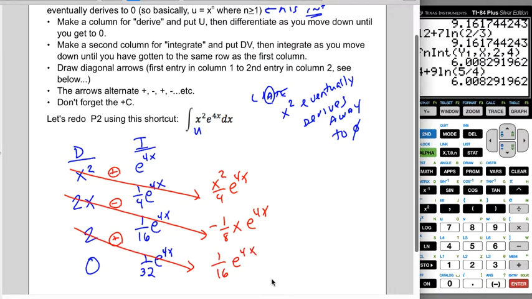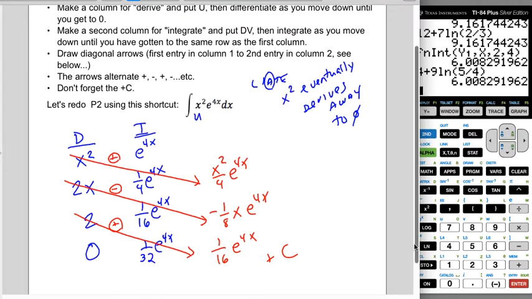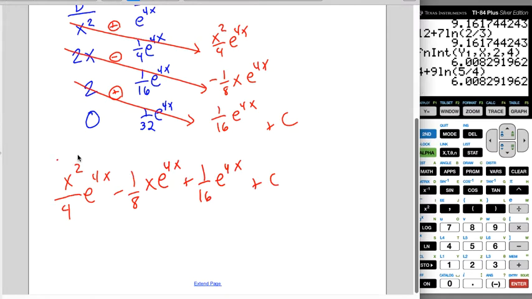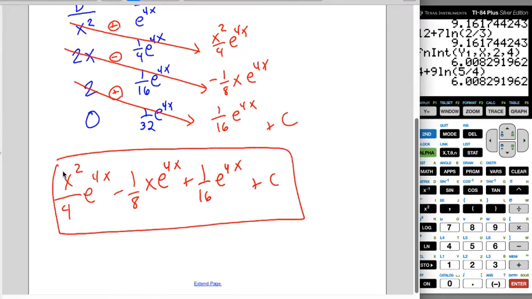So if I add all of these things together, I'm going to get my answer. So I end up getting that this is an x squared over 4 e to the 4x minus a 1/8 x e to the 4x plus a 1/16 e to the 4x plus c, right? And that's the shortcut. Now, if we go back for a sec to P2, which is way back.